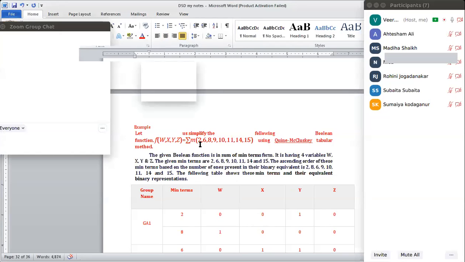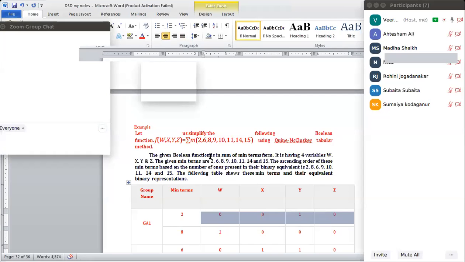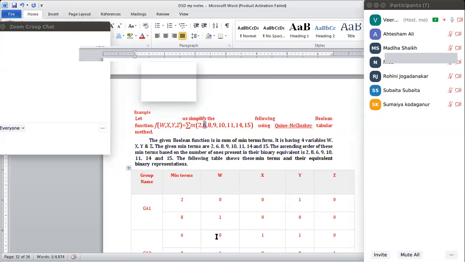Okay, fine. So there are 8 minterms here. I am arranging these 8 minterms in ascending order, not according to these numbers. Just find the binary value of 2. 2 will be 0010, correct? 6 will be 0110. So now the number of ones in 2 is 1, and the number of ones in 6 is 2. Now first I will write 2 and then I will write 6.